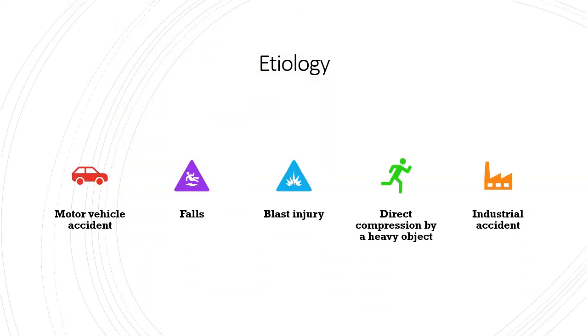So why does this happen? This happens secondary to motor vehicle accidents, such as an unrestrained passenger that takes a steering wheel to the chest, slips and falls, blast injuries, often seen in construction, direct compression by a heavy object. I've actually seen this happen at work from a fall with a horse, and the horse fell on the person, or in industrial accidents such as mining, things like that.